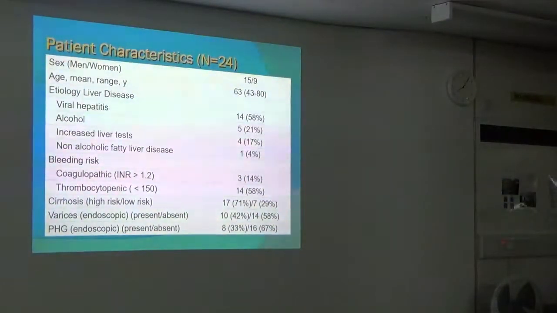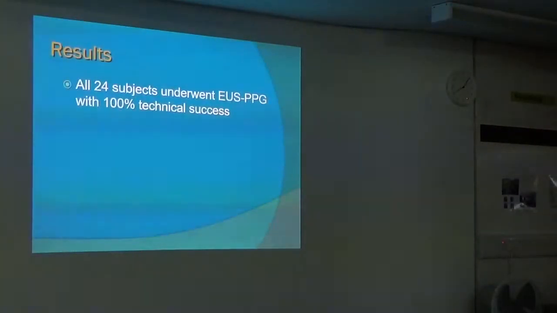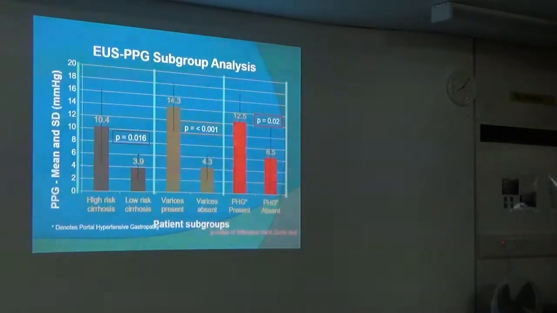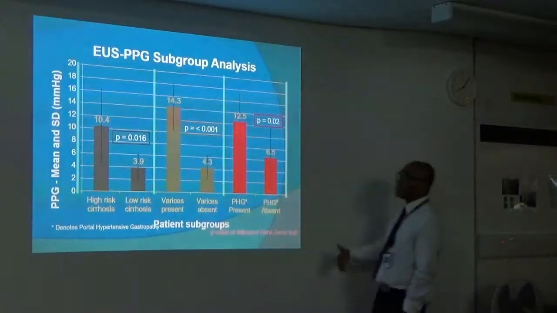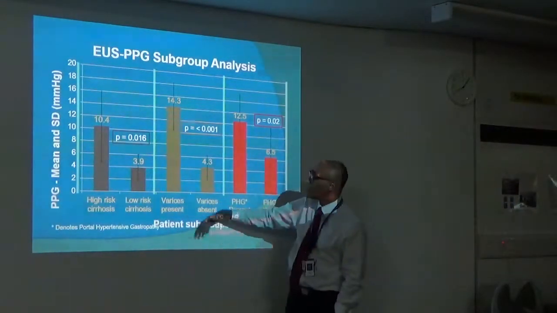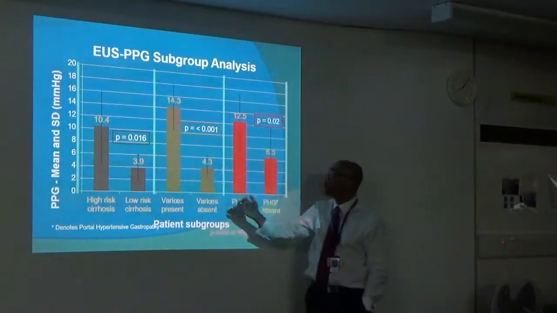And so, as I said, they've done 24 cases, a variety of causes of the liver disease. Some of the patients were known to have varices, and they showed 100% technical success. They were able to identify and put the needle into the vessels. They got the pressure measurement, and there were no complications. And they showed here that patients who had what they called high risk, so more severe cirrhosis, had the higher pressures measured versus those who had low risk. If you had varices, your pressure was higher than those who didn't.